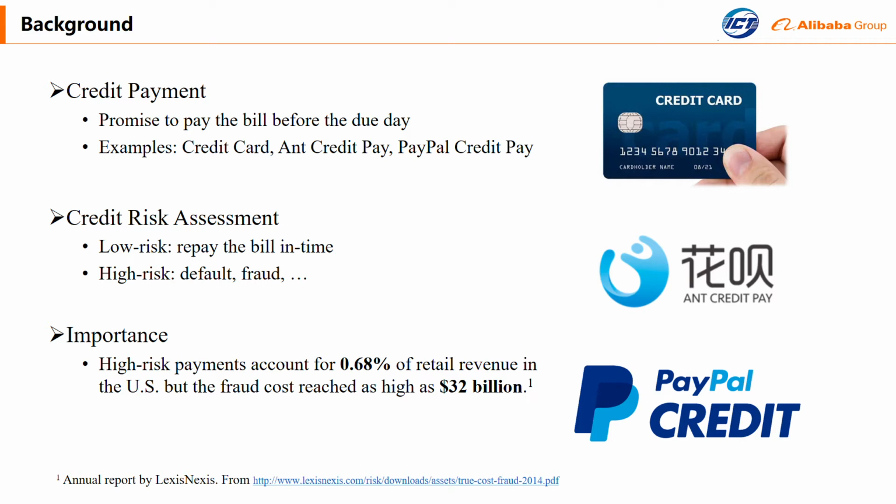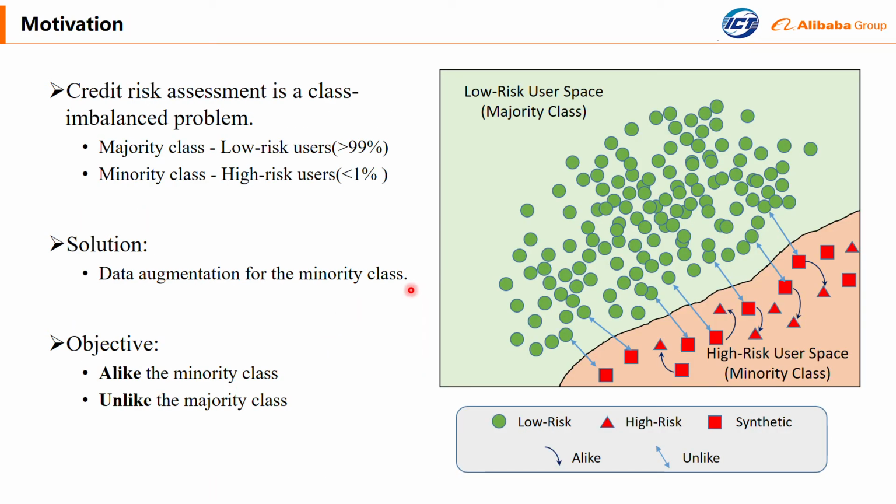According to the annual report, only 0.68% of return revenue in the US are high-risk payments, but their costs reach as high as $32 billion. Therefore, it is of great importance for us to identify these high-risk users, and the motivation of this work is to solve the class imbalance problem in credit risk assessment.